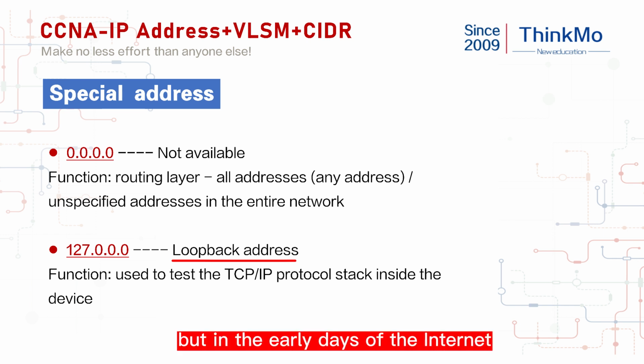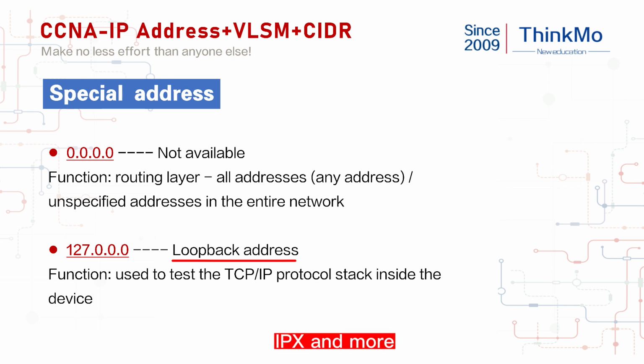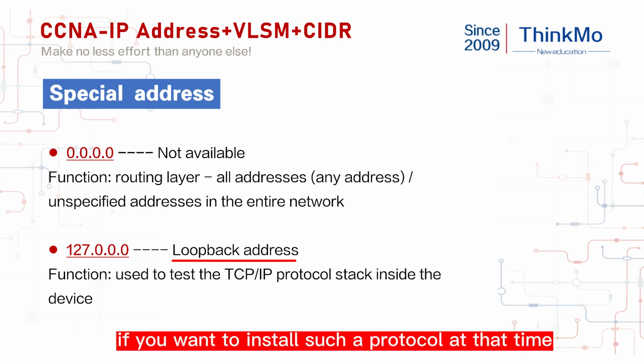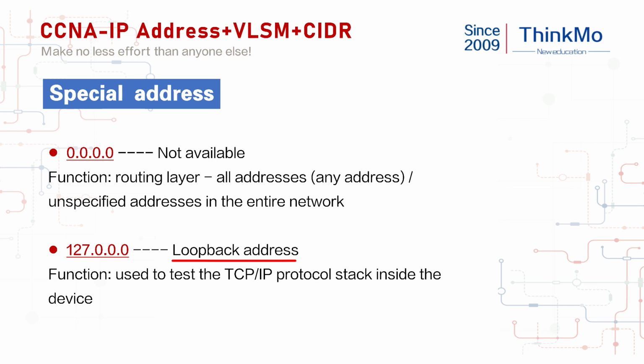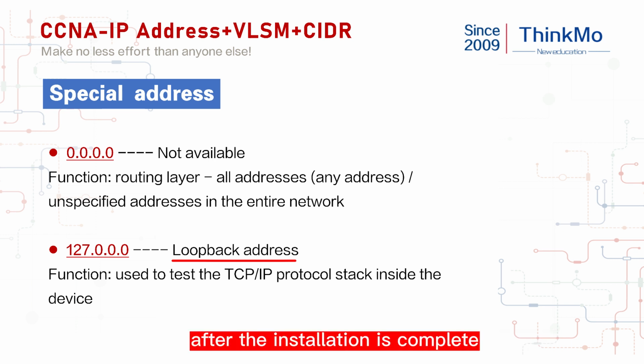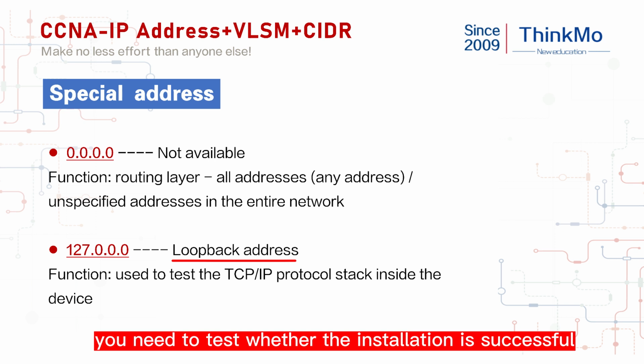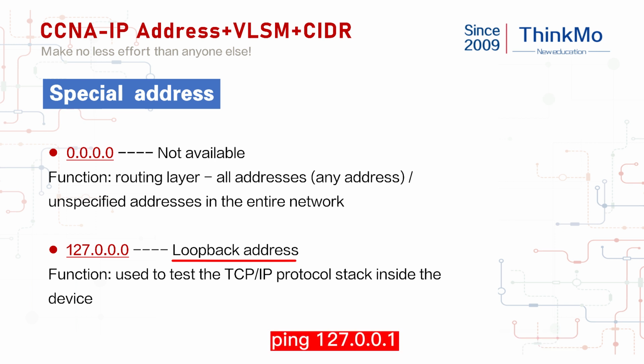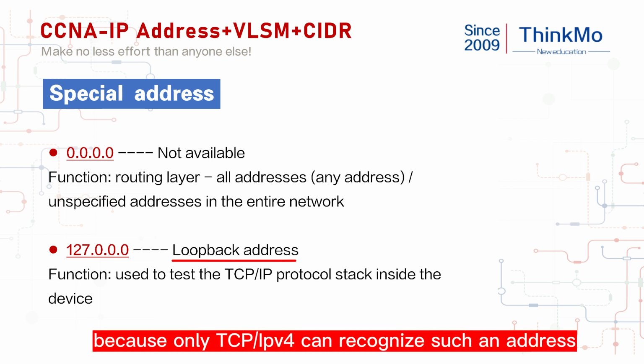But in the early days of the internet there were a lot of protocols, for example AppleTalk, IPX and more. If you wanted to install such a protocol at that time, after the installation was complete, you needed to test whether the installation was successful. Ping 127.0.0.1. If the ping is successful, it means the test is complete, because only TCP/IPv4 can recognize such an address.